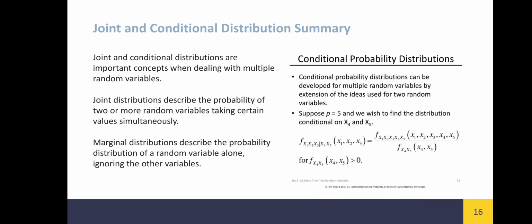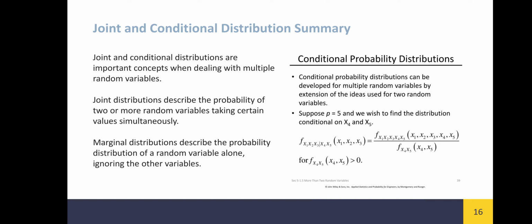Covariance, correlation, expectation, and variance summary. Covariance measures the degree to which two random variables are linearly related. Correlation is the normalized version of covariance and measures the degree to which two variables are linearly related while scaling out the effect of variance. Conditional expectation is the expected value of a random variable given the value of another random variable.